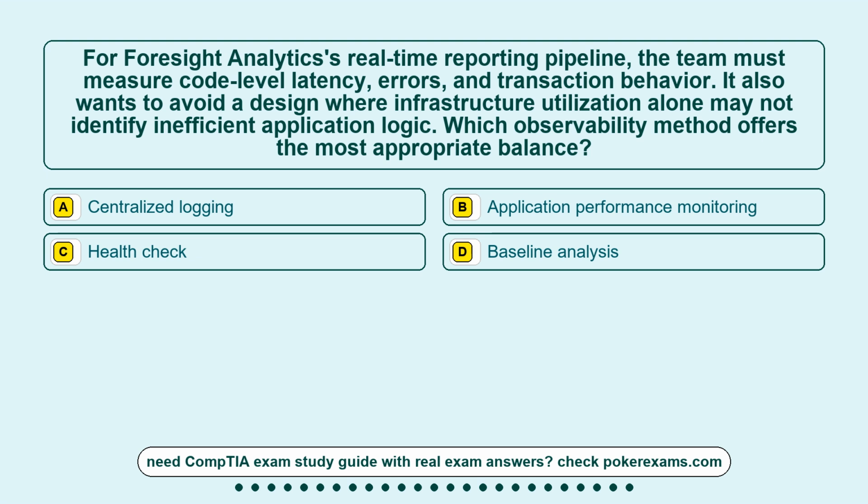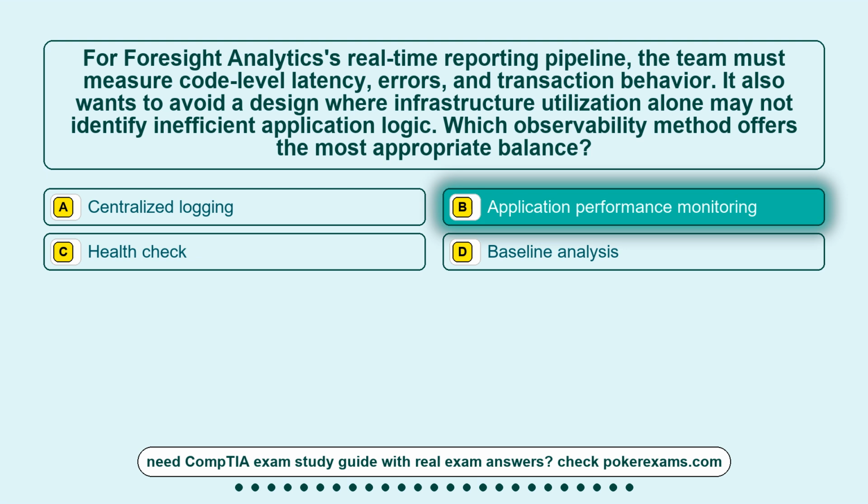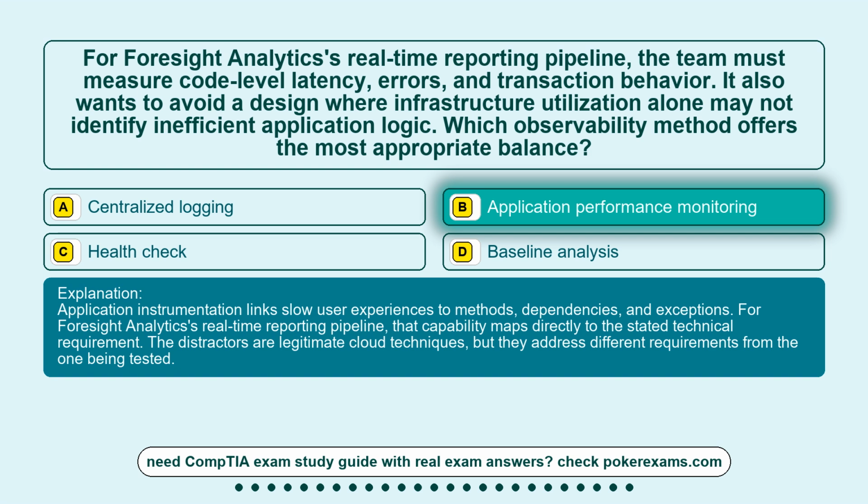Option D, baseline analysis. The correct answer is option B, application performance monitoring. Application instrumentation links slow user experiences to methods, dependencies, and exceptions. For Foresight Analytics' real-time reporting pipeline, that capability maps directly to the stated technical requirement. The distractors are legitimate cloud techniques, but they address different requirements from the one being tested.